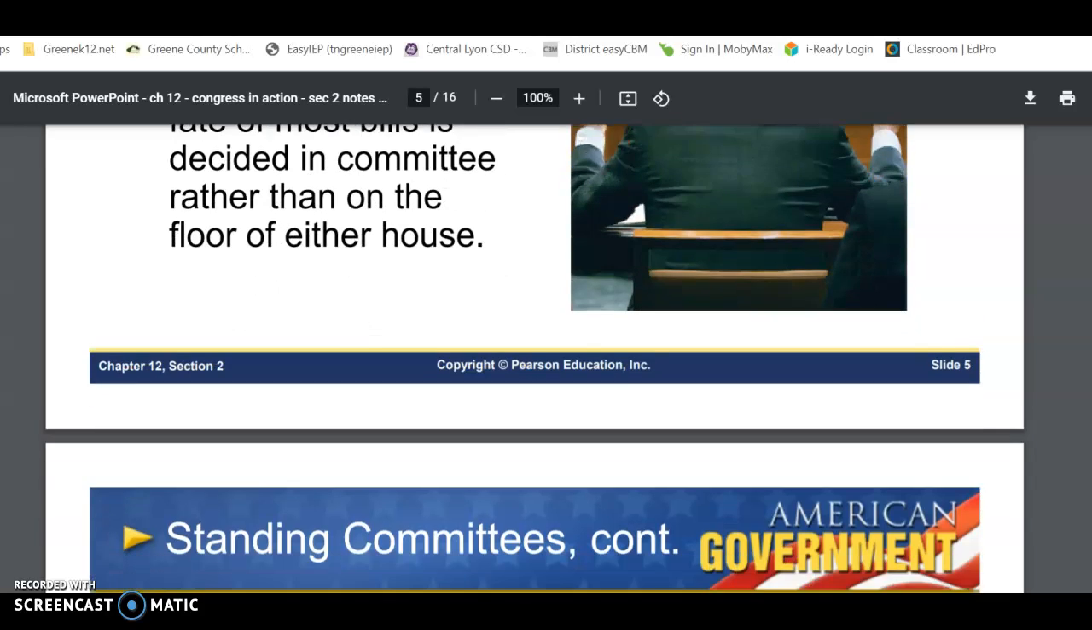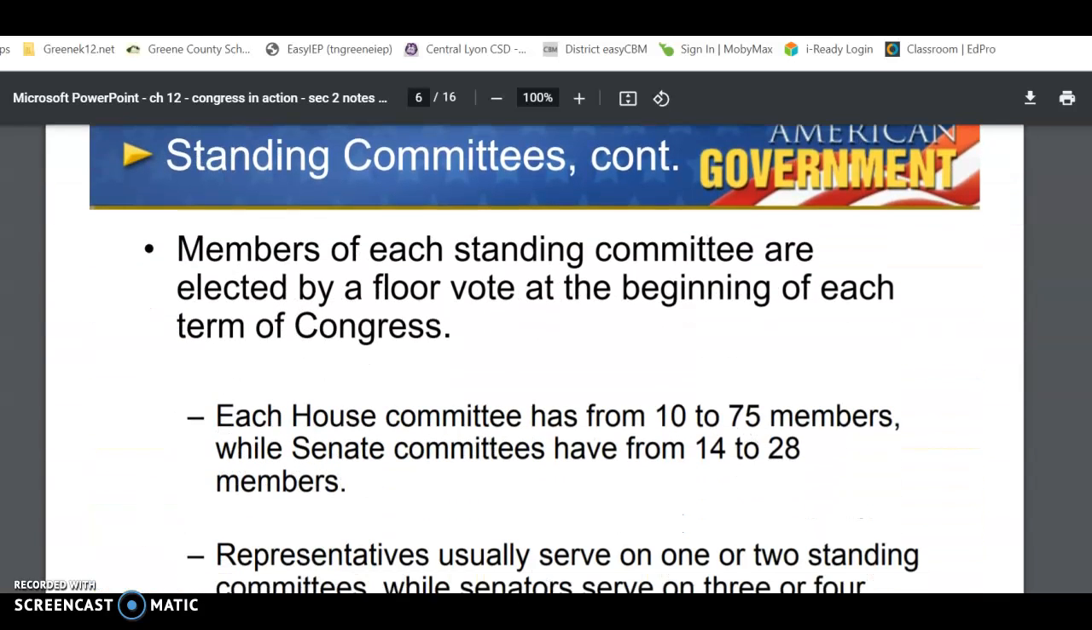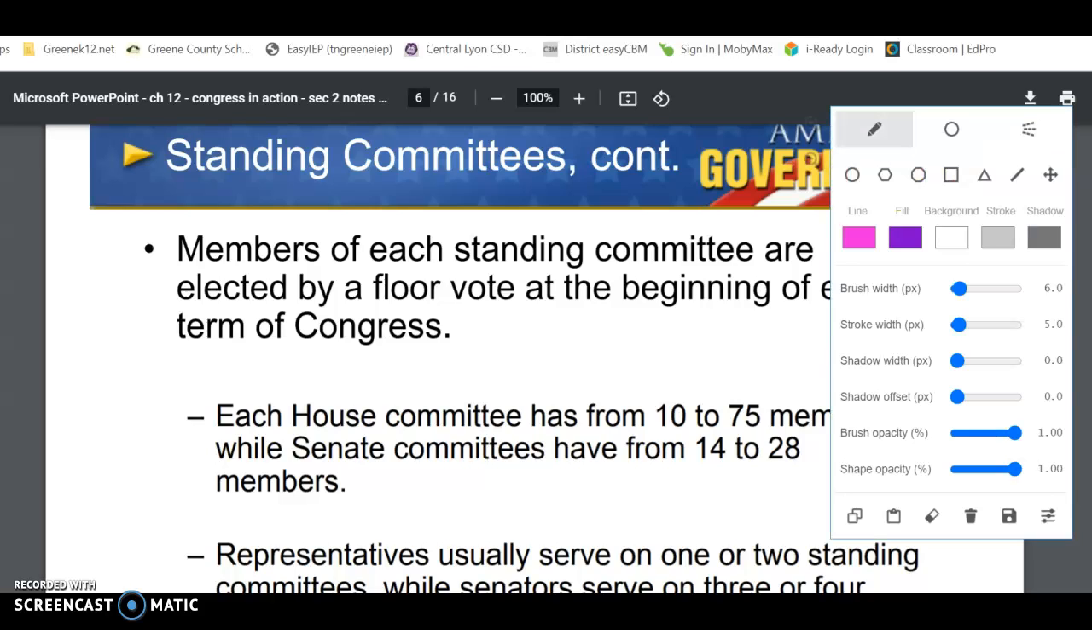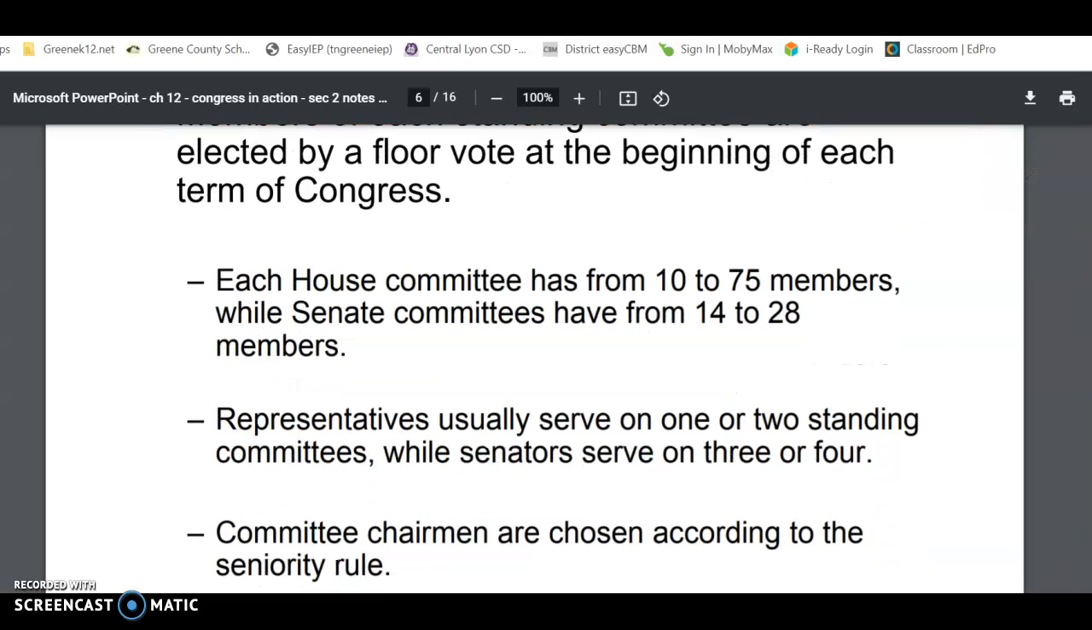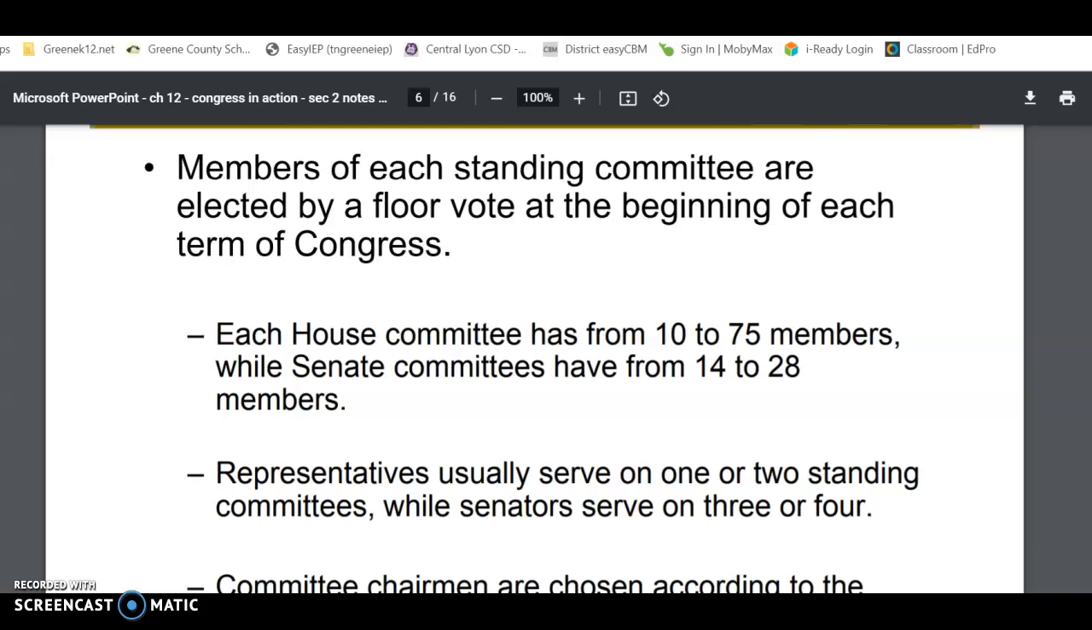Pause the notes if you need to catch up. All right, so no new heading. We're still talking about standing committees. Let me scoop that up just a little bit. All right, so standing committees continued.